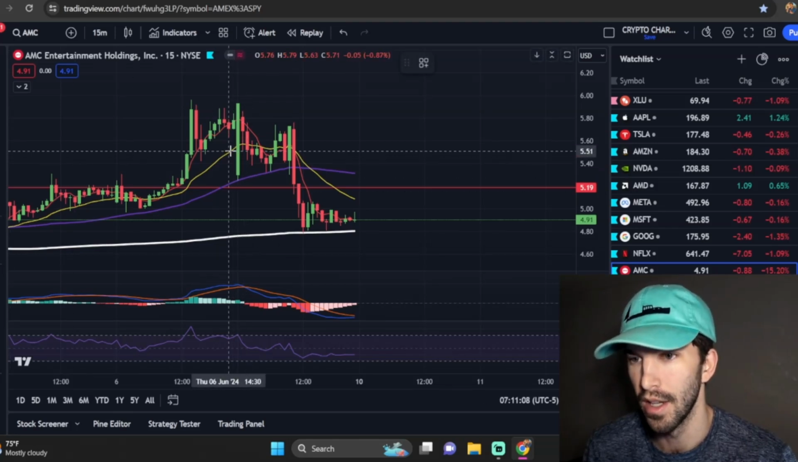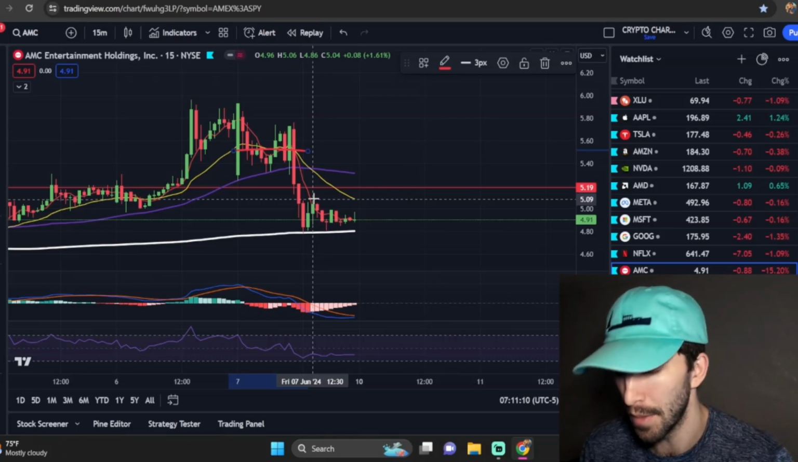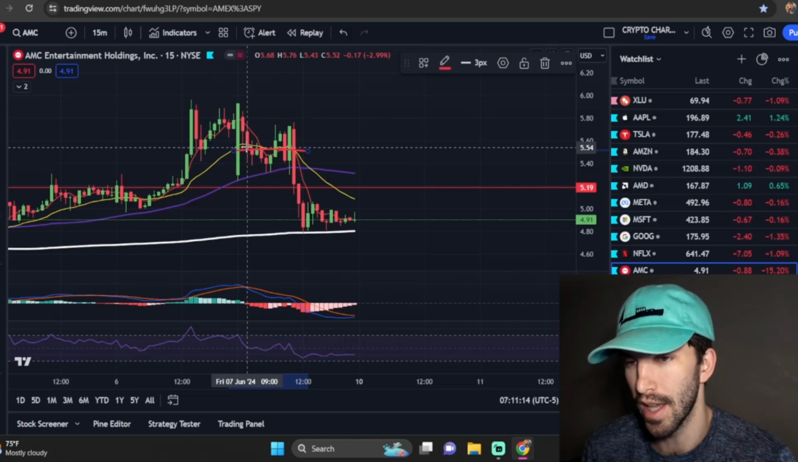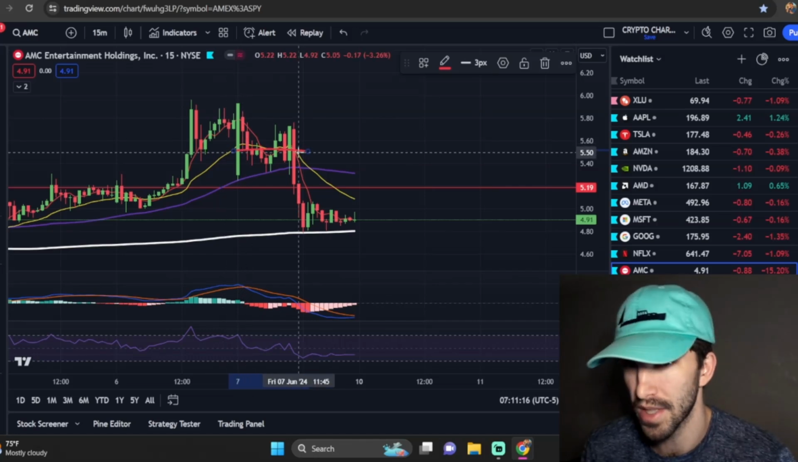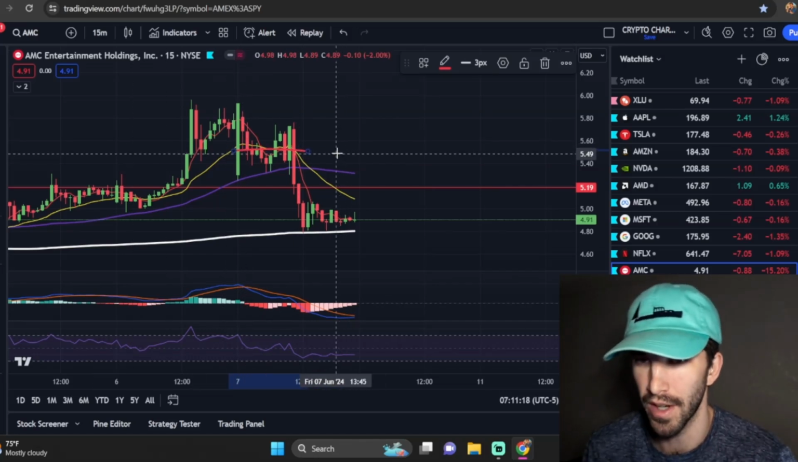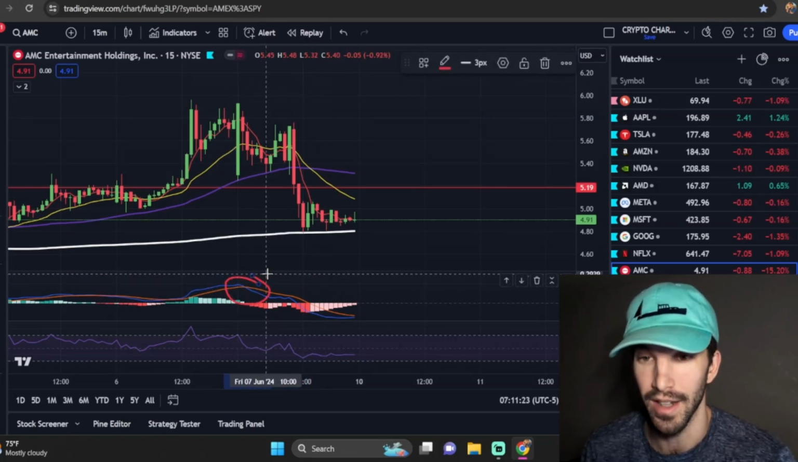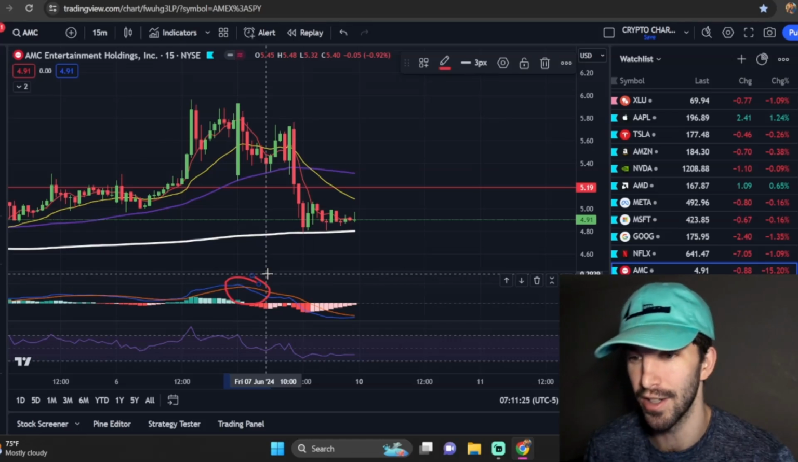Friday morning at 9, we said right here, this is the momentum telling you I'm going to get a pullback. Right now, what did we notice throughout the day? This is where we said there is no upside for AMC, because the 15-minute is telling you that. I'm not telling you that. The MACD indicator is the one telling you that.